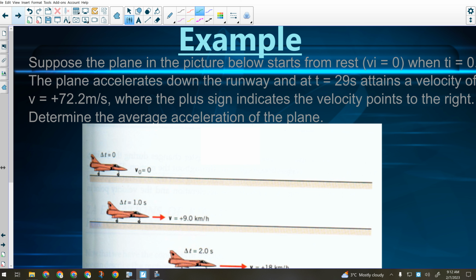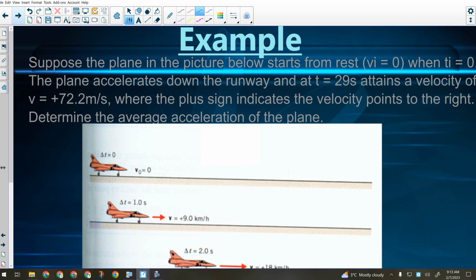All right, so suppose we have the plane in this picture, okay, and it starts from rest. There's some terminology we have to be mindful of when we're talking about acceleration. If something starts from rest, its initial velocity is 0. Because if you're at rest, you're not moving. What if a question says an object comes to rest? It's stopping, slowing down. Okay, what's its final velocity then? 0. Okay, so little things like that. They're word clues that don't actually give you a real number.